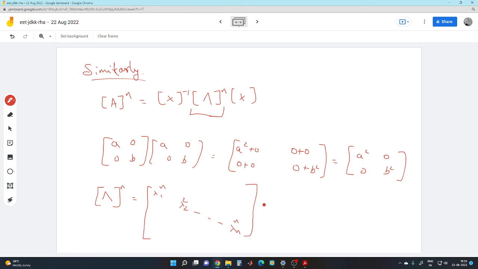So using this thing, we can actually calculate this. We can express it as capital A raised to power n is nothing but X inverse lambda I raised to power n into X. So if we use this and we substitute it in e raised to power a matrix.